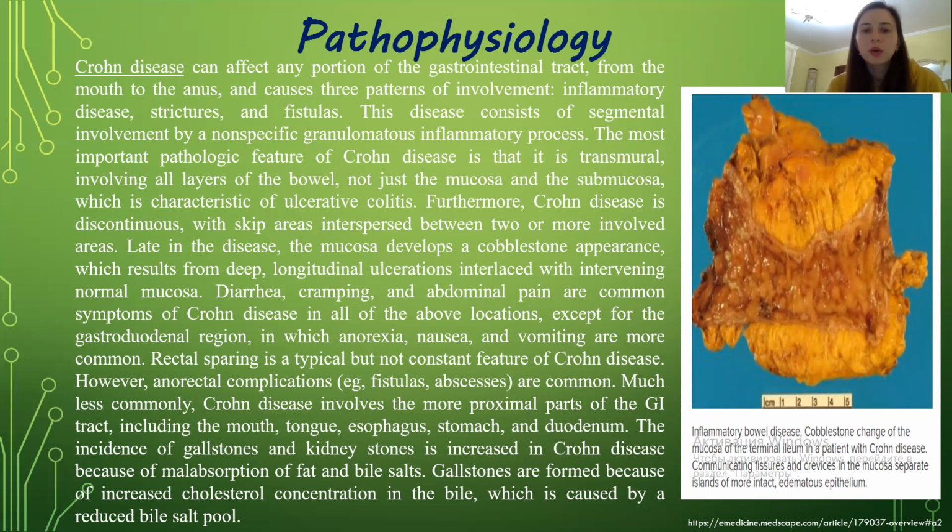Much less commonly, Crohn disease involves a more proximal part of the gastrointestinal tract, including the mouth, tongue, esophagus, stomach, and duodenum. The incidence of gallstones and kidney stones is increased in Crohn disease because of malabsorption of fat and bile salts. Gallstones are formed because of increased cholesterol concentration in the bile, which is caused by a reduced bile salt pool.